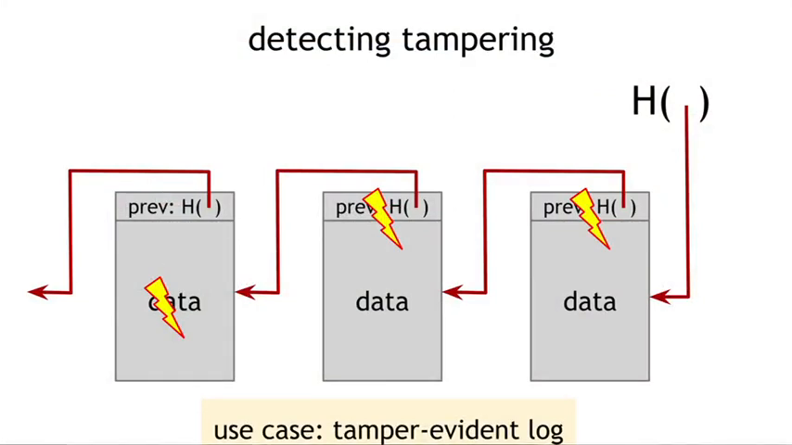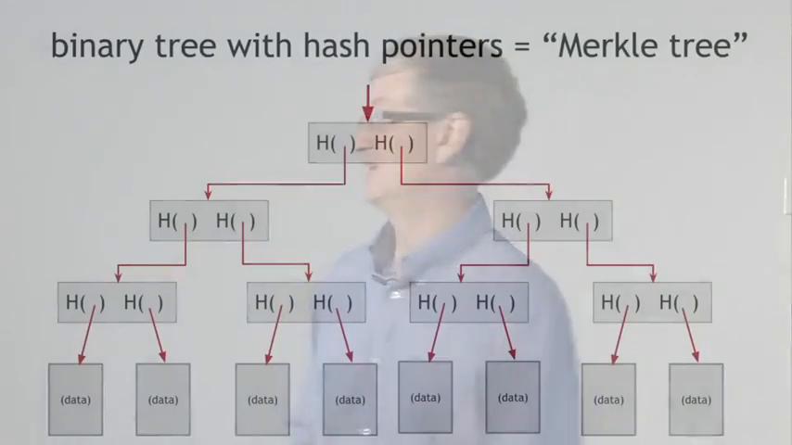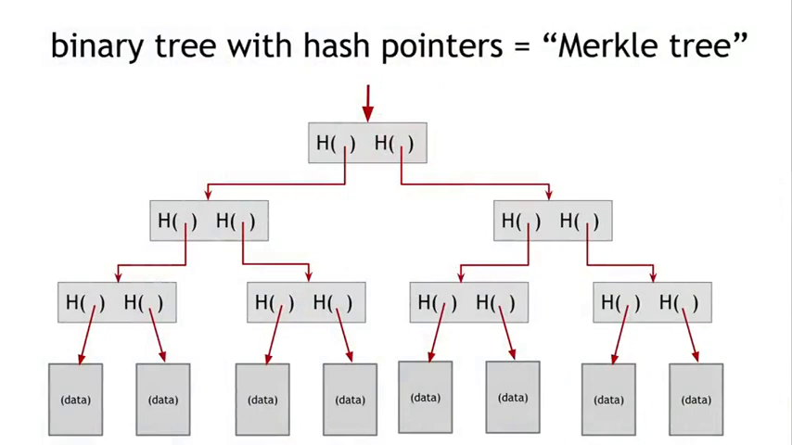And so we can build a blockchain like this containing as many blocks as we want, going back to some special block at the beginning of the list, which we might call the genesis block. And that's a tamper-evident log built out of a blockchain. Now another useful data structure that we can build using hash pointers is a binary tree.